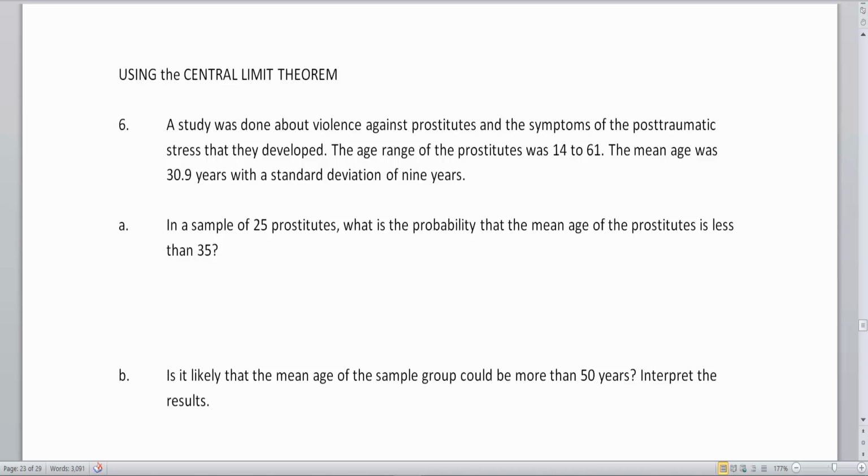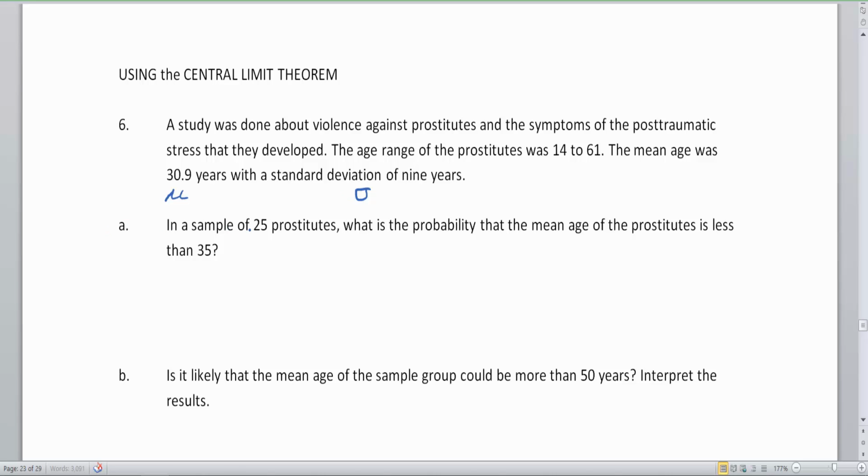Now, the average age was 30.9 and the standard deviation is 9 years. These are very important facts, and we'll highlight these. So I like to indicate them just in the problem itself, just so I know where I'm at. And this is going to be mu, and this is going to be the standard deviation. Now again, we will have to modify the standard deviation based on the type of problem we're looking at.